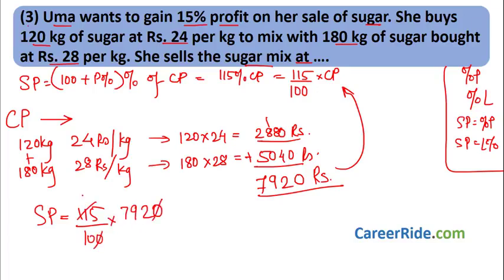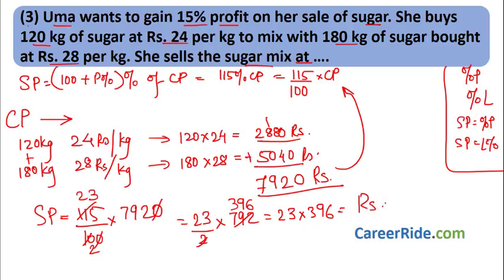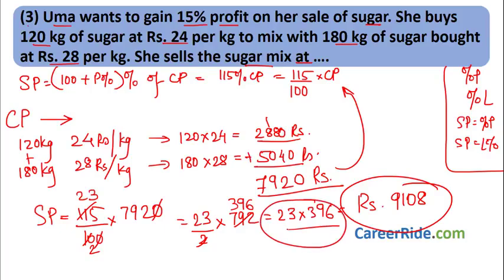7920. This gets cancelled. 5 into 23, 5 into 2 will get 23 divided by 2 into 7, 92. 2 3s are 19, 9, 18, 12. This is 23 into 3, 96. That comes out to rupees 9108. Now over here I have not done the calculation. Okay, I am not showing you the calculation. I have directly done it. You might feel that this multiplication is very difficult, but actually the sum is very easy.